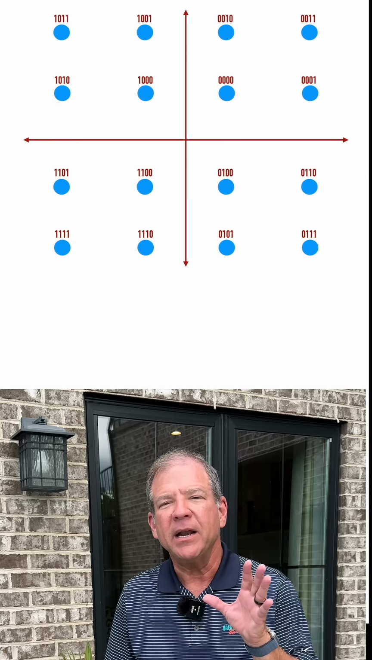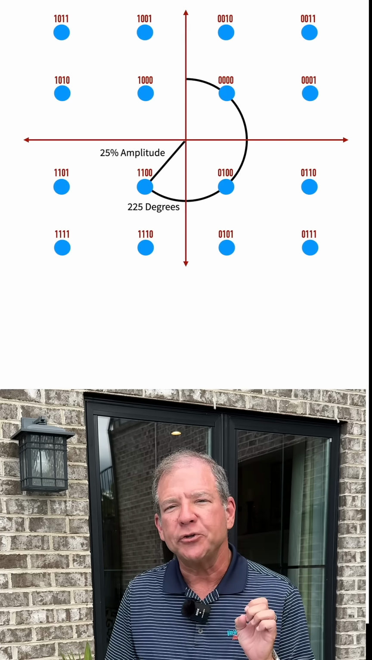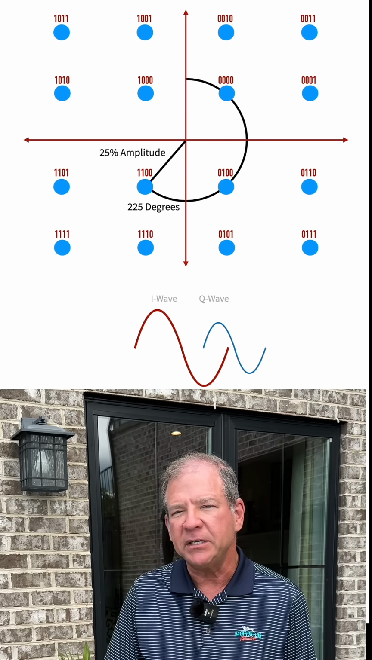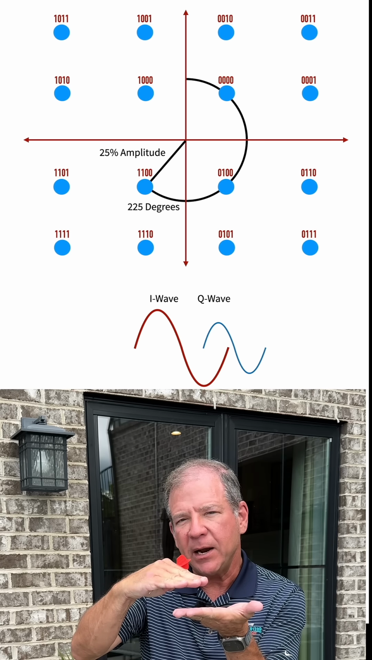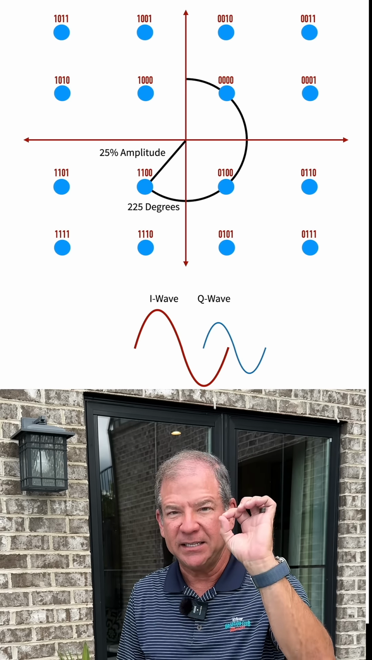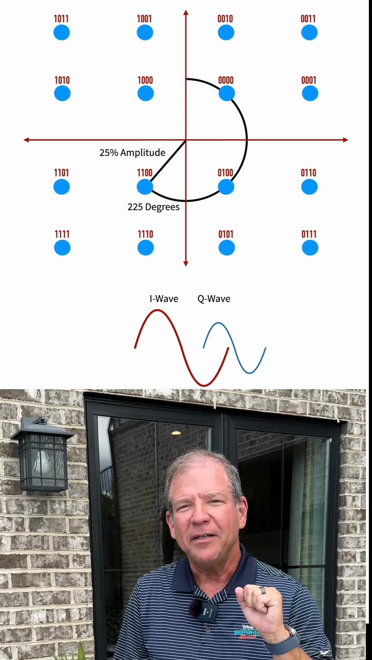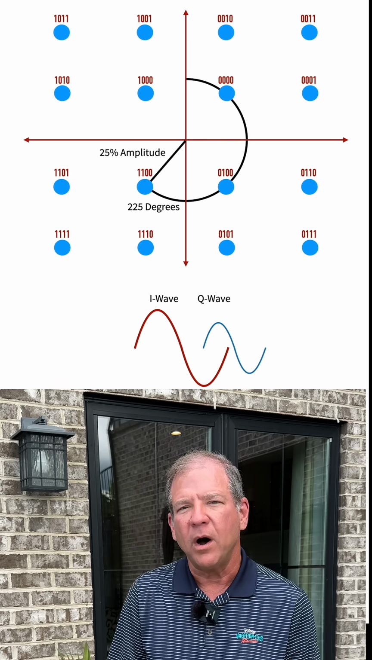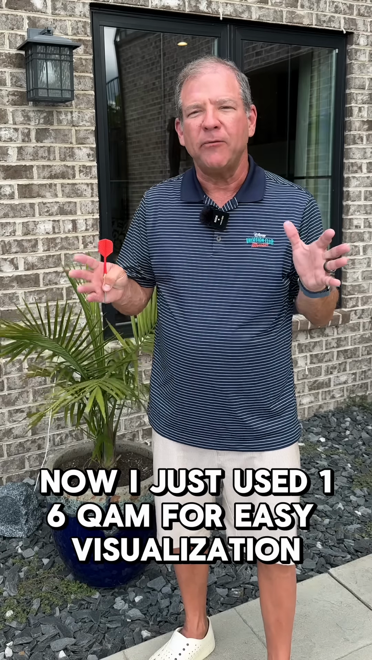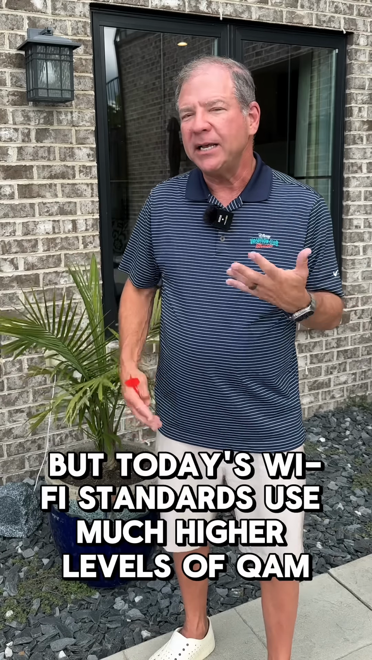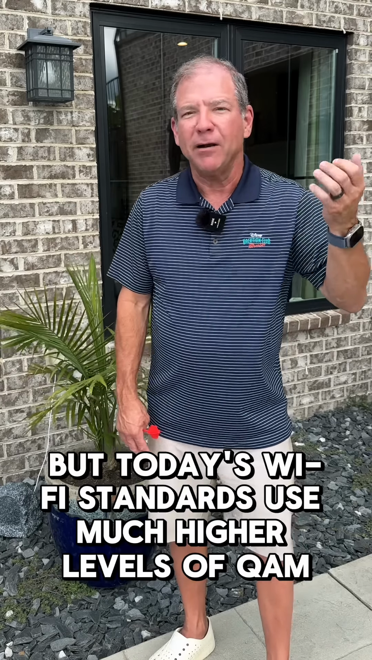If you take a look on screen, we're phase shifting the quadrature wave by 225 degrees, and we're reducing its amplitude to 25% of the I wave, and that's going to give me a dot in that constellation that has a binary value of 1100. Now, I just used 16 QAM for easy visualization, but today's Wi-Fi standards use much higher levels of QAM.